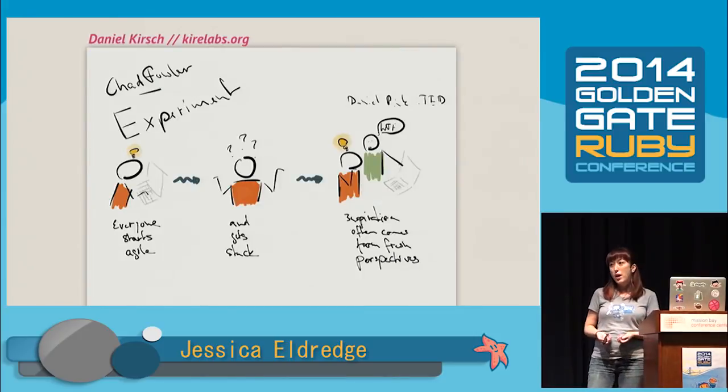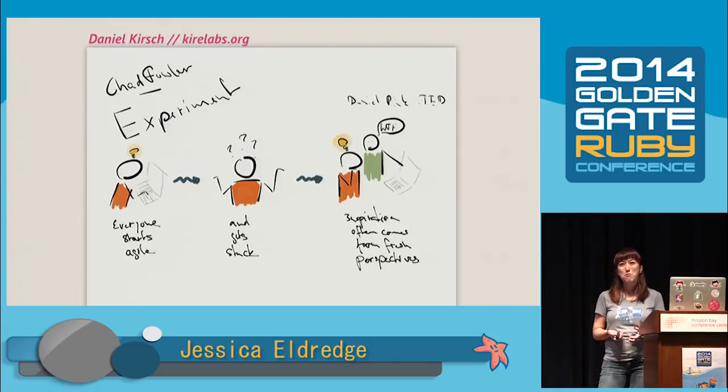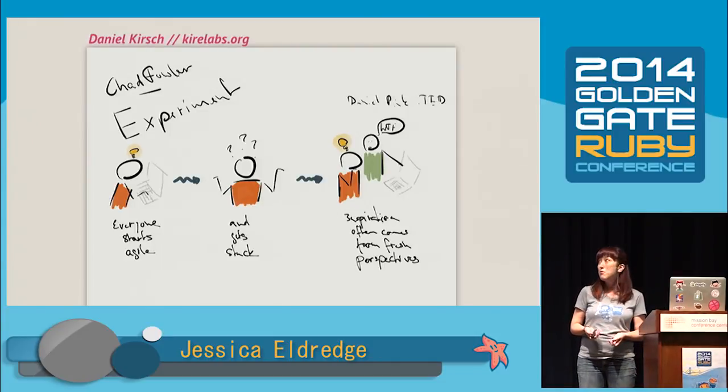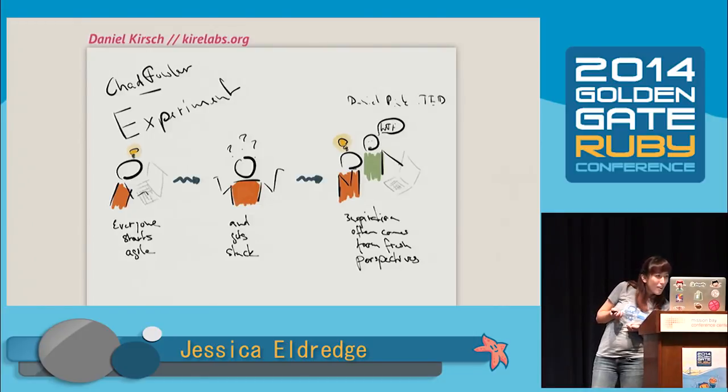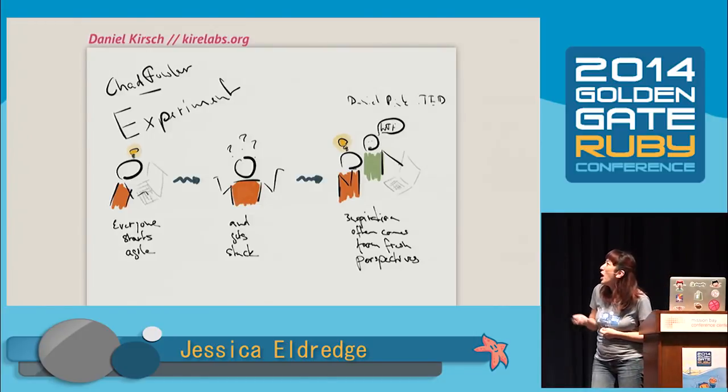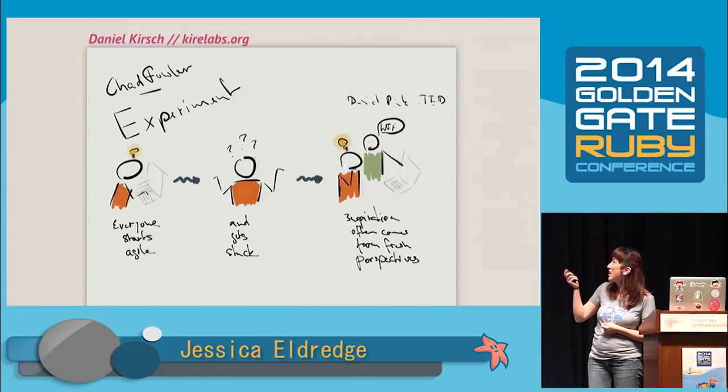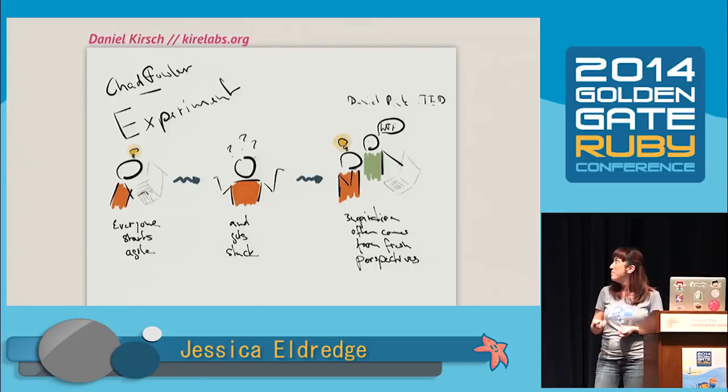You could also use an iPad like Daniel Kirsch. With a smaller device, you're going to have more concise notes. I love that he used the pops of color and really simplified stick figures to illustrate, you know, there's 3 concepts on this thing. I can barely read the type, but I think it says... Nope, I don't even know. Everyone starts agile and gets stuck. Inspiration often comes from fresh perspectives. That's what it says. And that makes a lot of sense.